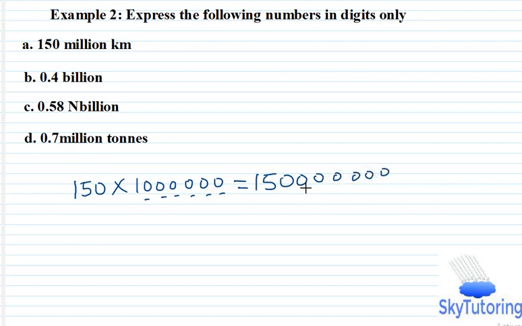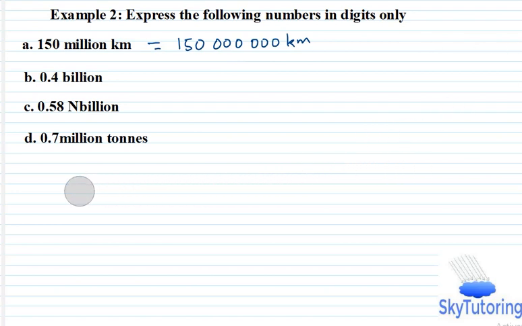So this is 150 million. Don't forget your units, which is kilometers. So this will be 150,000,000 kilometers. Can you see the way I separated my digits in threes? It's recommended you do it this way in order to be able to read your numbers clearly and easily, especially when you are dealing with large numbers.